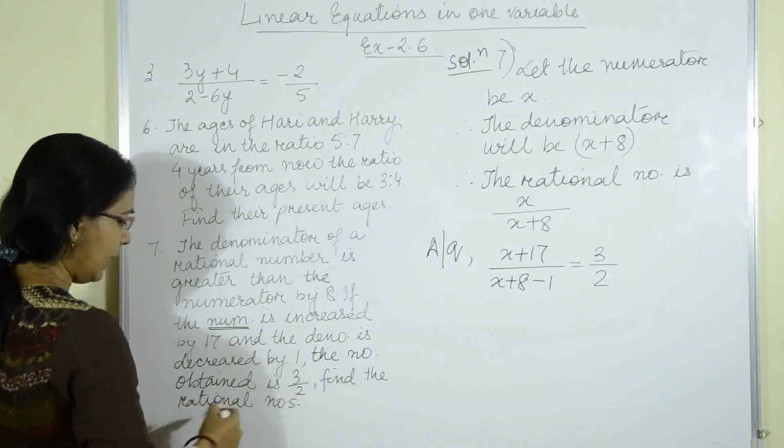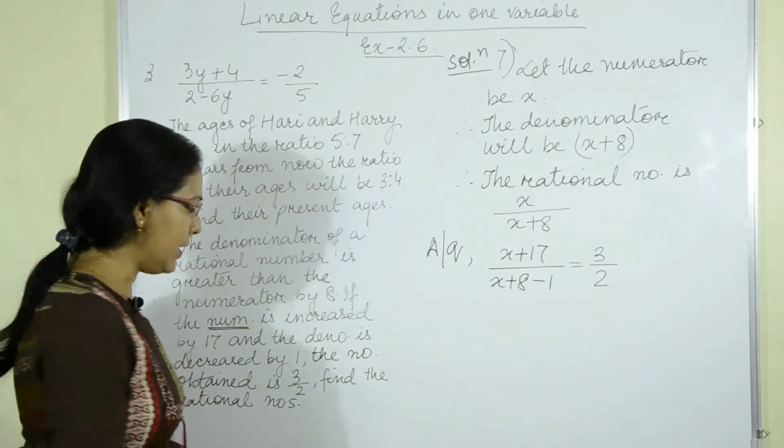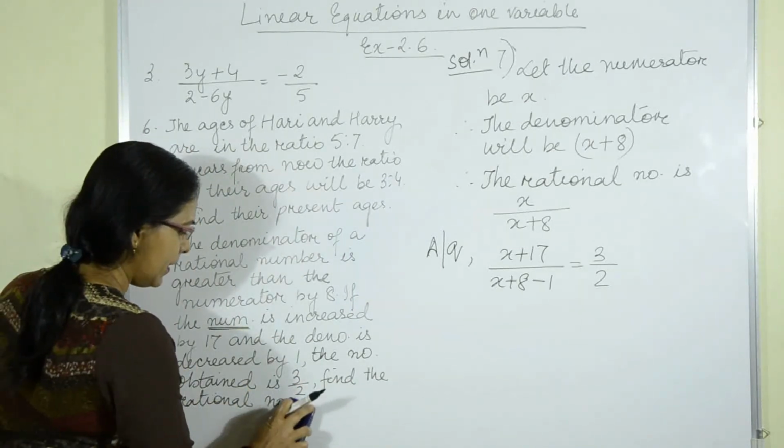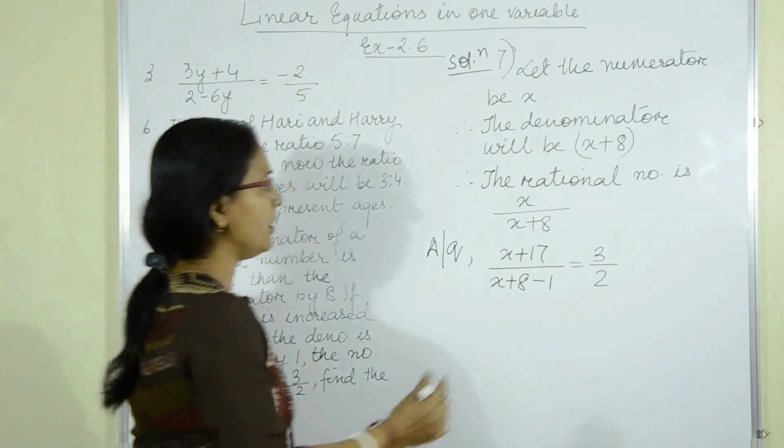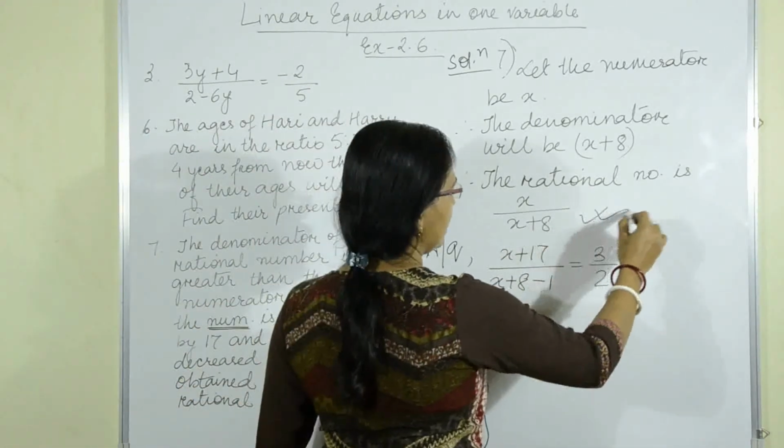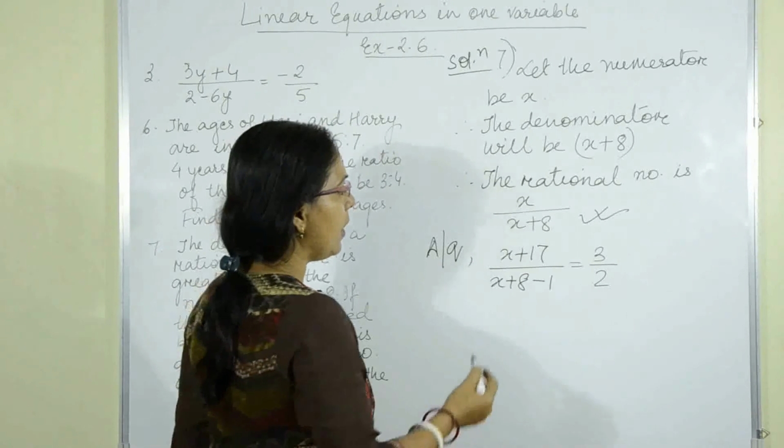Now, find the rational number. Okay. So, you will have to find the rational number. So, what is the rational number? The rational number is actually this and not x. Right. So, how to solve this?